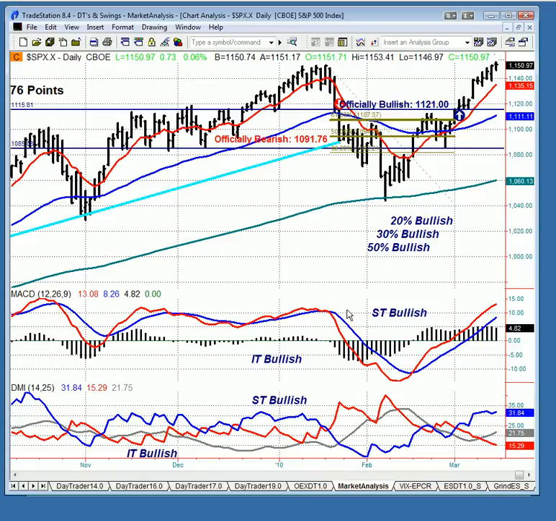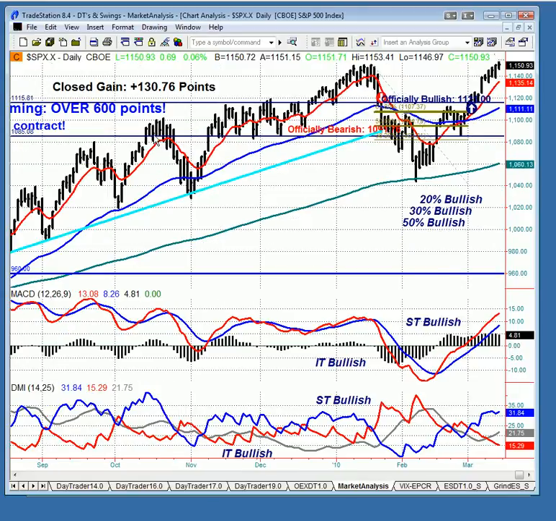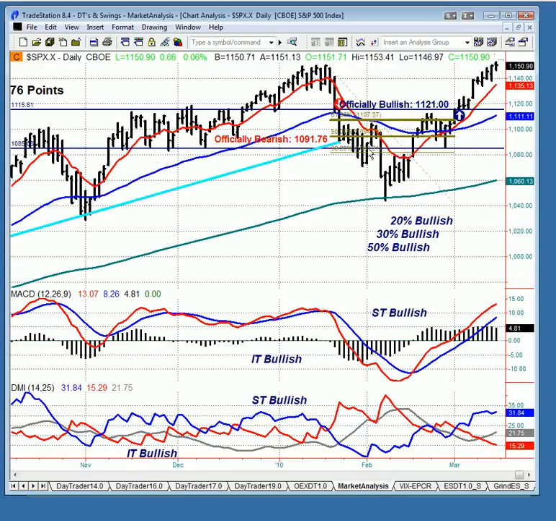So where are we? Well, we're officially bullish. Still bullish as of 11:21. The market's now at 11:51. So a quick 30-point gain in the SPYs, the spiders, or however you're trading these free market timing recommendations that over the last 16 months or so have garnered around 600 points. You certainly can be trading the E-mini contract as well, which would have been a gain of $1,500 per contract just over the last 7 or so days.